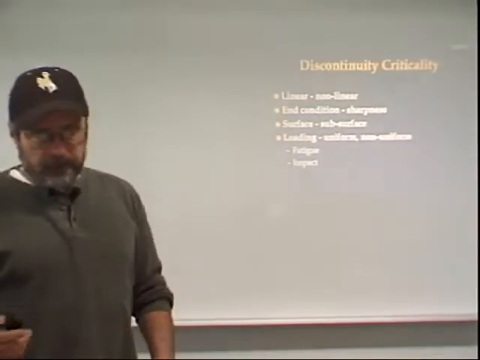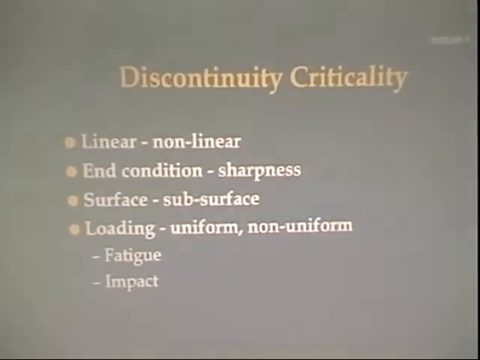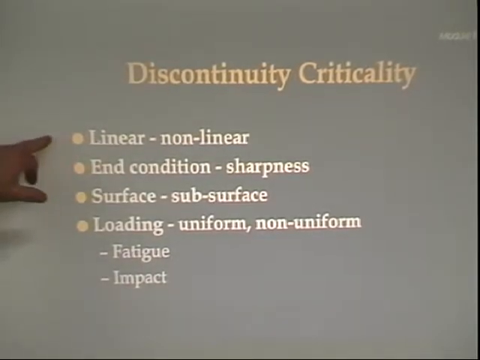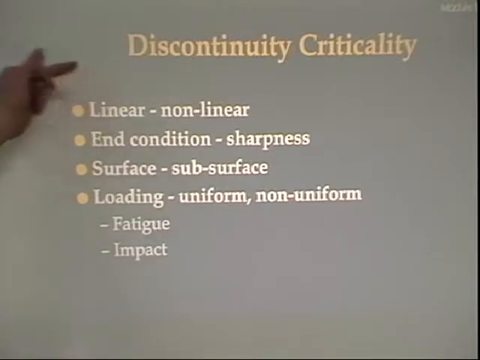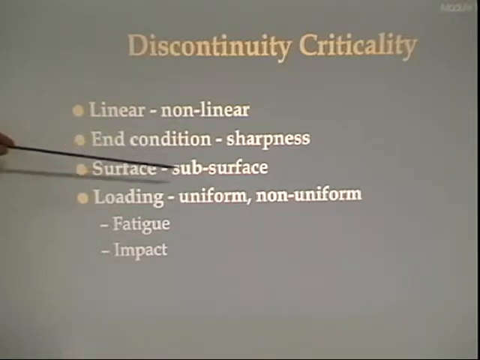Staying in the second column, drop down to the last paragraph and highlight that where it talks about the criticality of discontinuities. They rank them in different orders of magnitude. You have linear, that is a straight line discontinuity. Well, they're more severe than a rounded discontinuity. So you have linear discontinuities and nonlinear discontinuities. The end condition of the discontinuity is very important, and when they talk about the end condition, they're talking about the sharpness. And then also something else that affects it is, is it on the surface or below the surface of the weldment? And then how is it loaded? How is the discontinuity affected by loading?